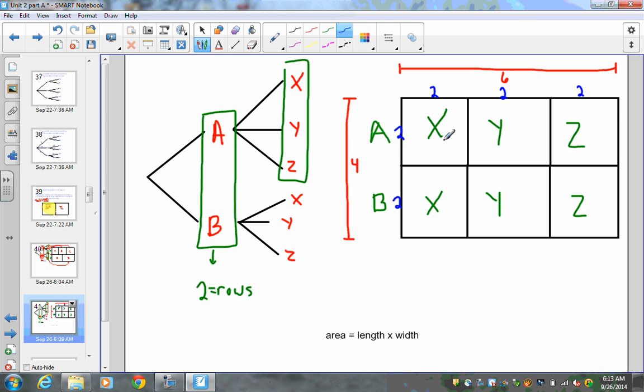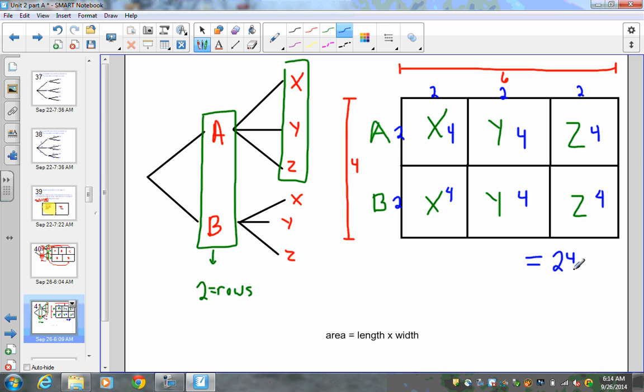Now I'm going to find the area for each little rectangle within, or actually it would be a square, inside my model here. So 2 times 2 is 4, my area is 4 here, my area is 4 here, 4, 4, 4. There we go, pretty simple. The total area of this entire rectangle would be a grand total of 4 times 6, which is 24.